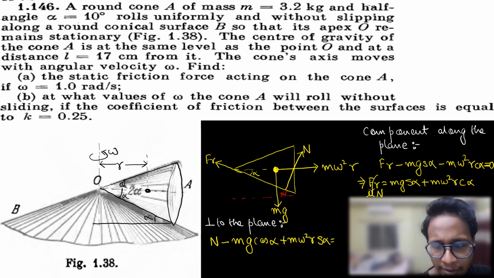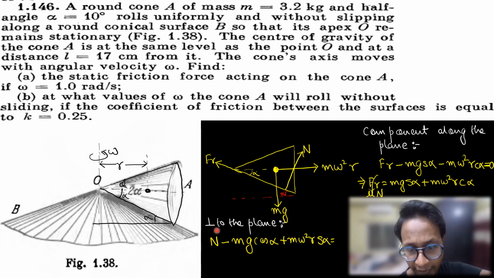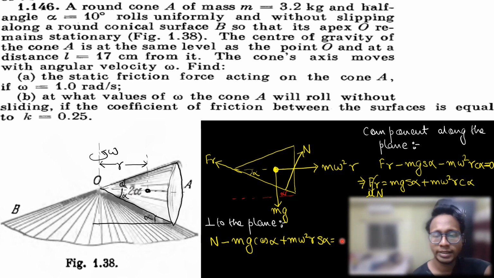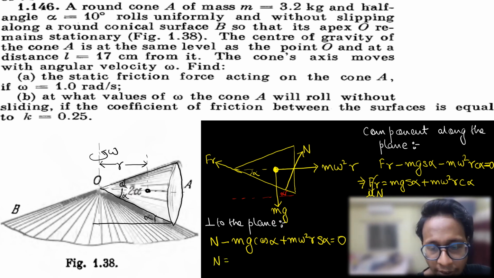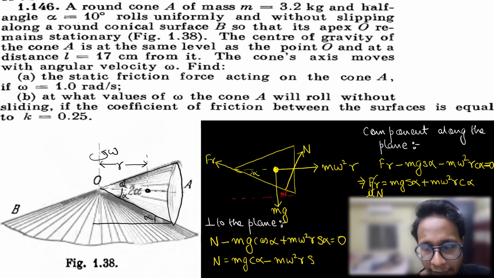Why plus? Because I have taken this direction to be positive, so N is positive. If N is positive, m omega square r sin alpha would also be positive, and mg, which is acting downward, or in the opposite direction, is negative. This is equal to mass into acceleration, where acceleration in the perpendicular component is 0. So N is equal to mg cos alpha minus m omega square r sin alpha.